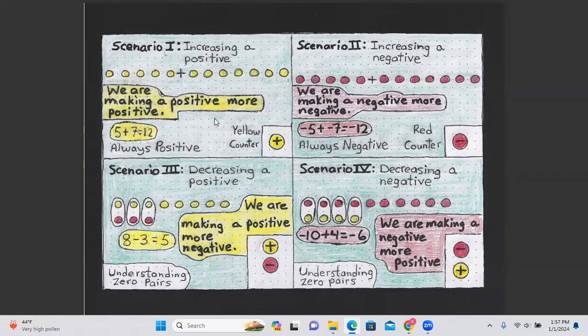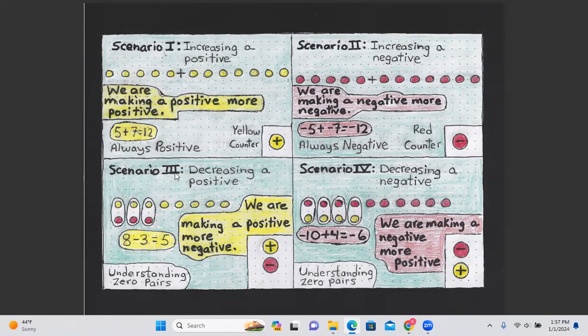And so as you can see, we have our positive 12 here and our negative 12 here. And it's a good way to compare the two so you can see how these two scenarios work when you're adding or subtracting integers. And with that in mind, let us compare scenario 3 to scenario 4.